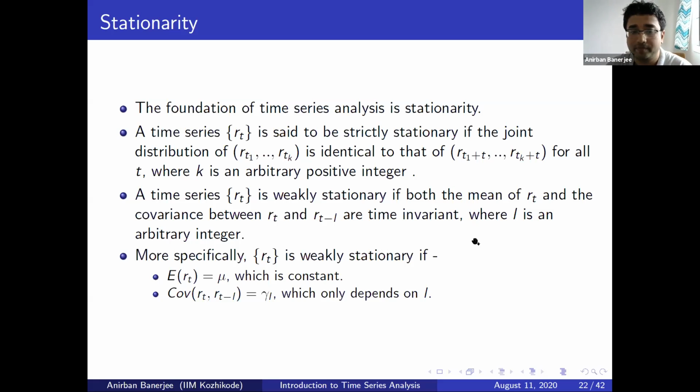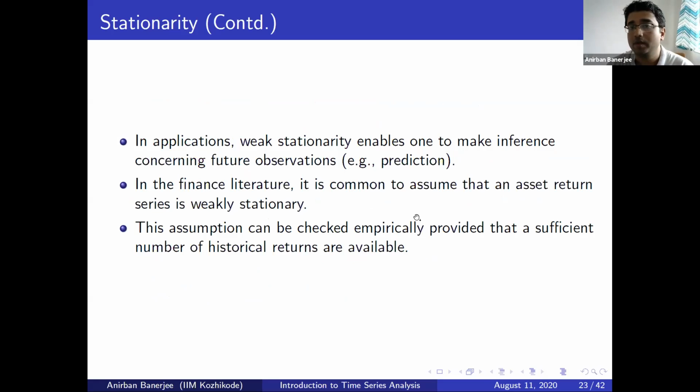Yeah. Thank you. So what happens when you have weakly stationary? In applications, weakly stationary enables us to make inferences concerning the future. So we can make predictions. Okay. So if a series is not weakly stationary, let's talk about what sort of a series you would say is a weakly stationary series and what is not.